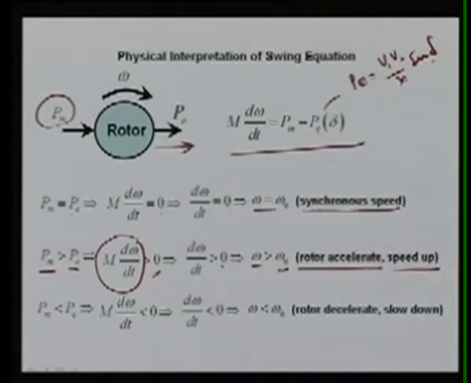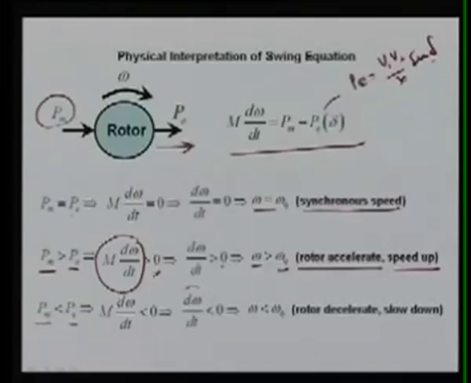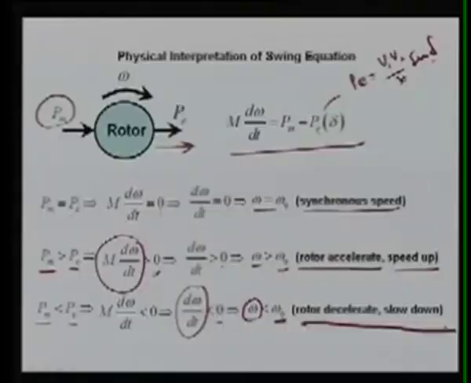The reverse is also true. If your mechanical power is less than electrical power, meaning you are taking more power than your input, what will happen? The energy stored in this mass will be taken out, and the kinetic energy will reduce. Therefore the speed of this system will reduce, and we can say the change in omega with respect to t will be less than 0, or the rotating speed will be less than the synchronous speed of the system, and the rotor will decelerate, or it will be slowing down.